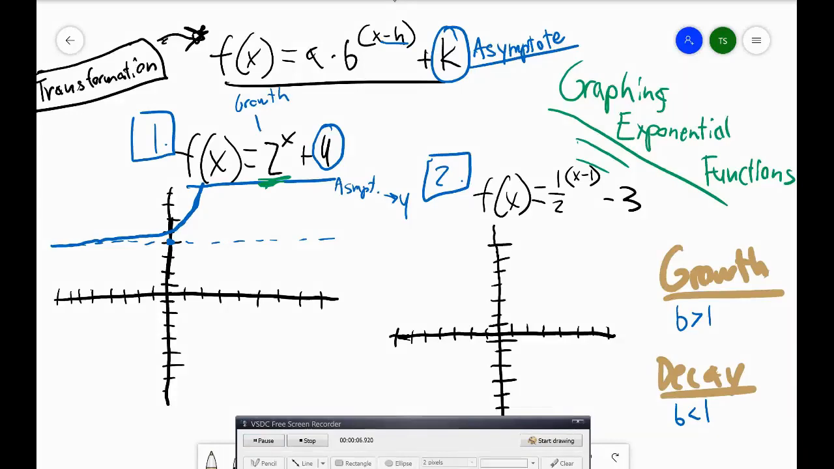Now, one thing we need to pay attention to in this equation is the horizontal shift. Right off the bat, we can easily point out our asymptote, which is -3 right here. And then that will be our dotted line on the graph. If it's -3, it will be on -3 on the y-axis.